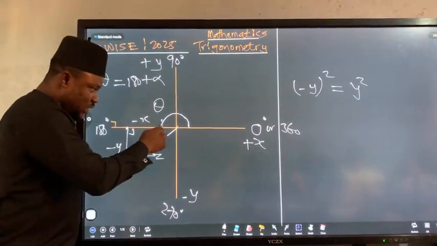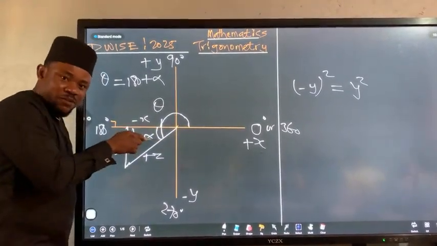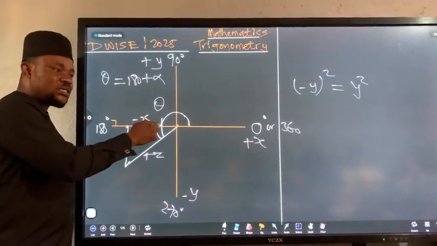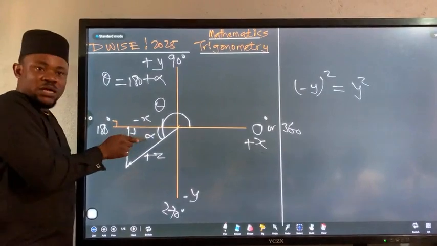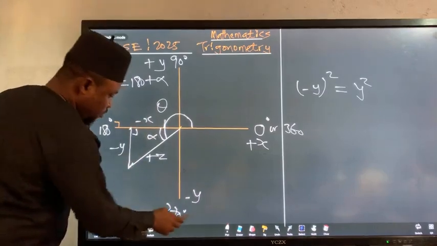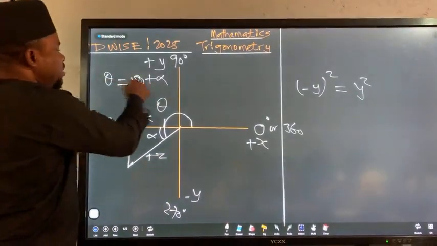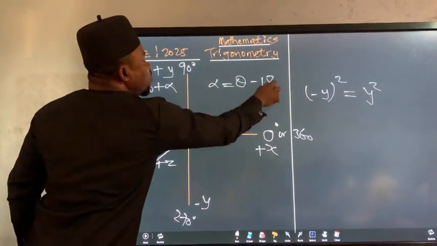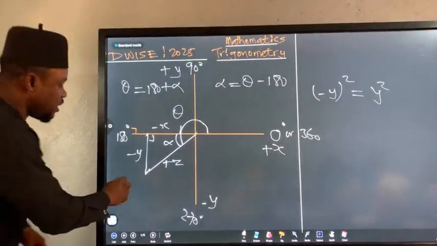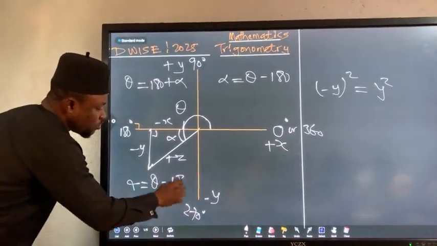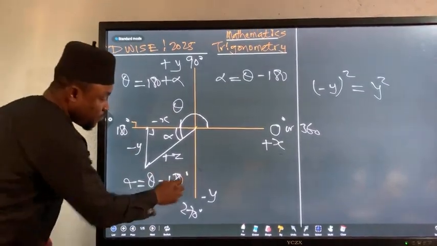Theta has passed 180, right, plus alpha. Are you getting that? From here to here is 180. To complete theta, I added alpha to 180. Is that right? So if I reorganize this, alpha is now going to be called theta minus 180. So in the third quadrant, the value of the acute angle is theta minus 180. Are you with me?